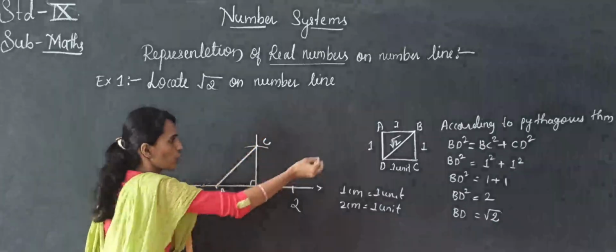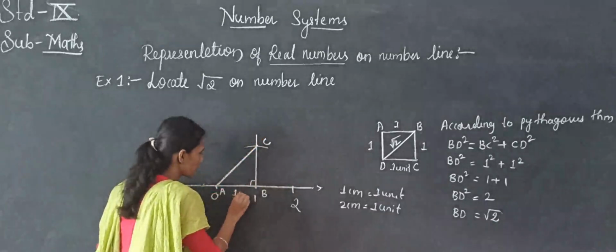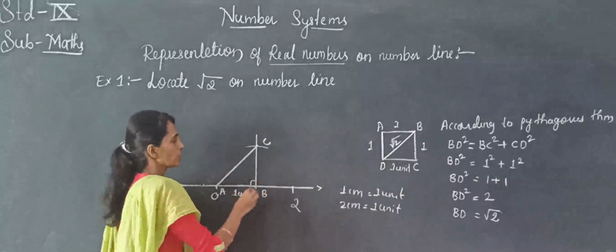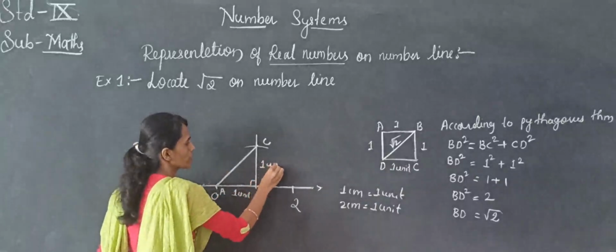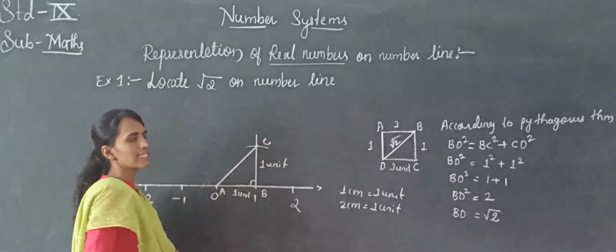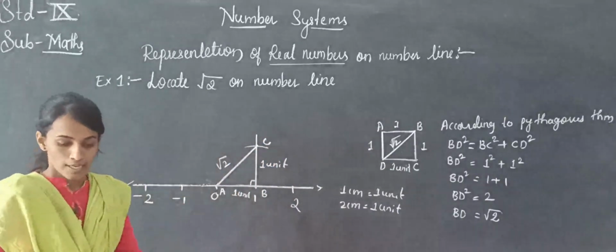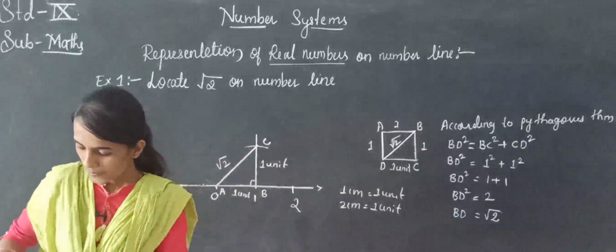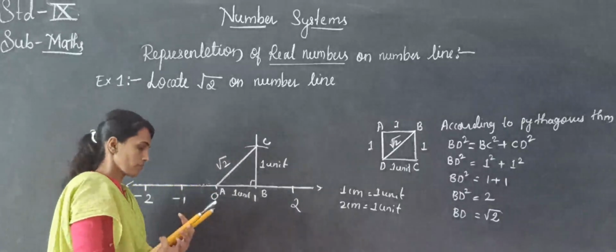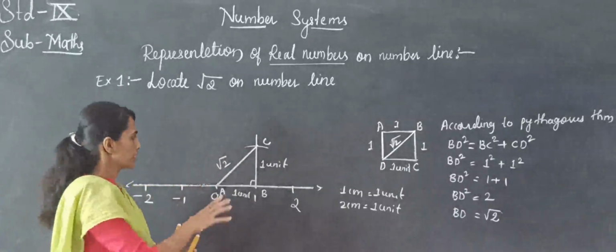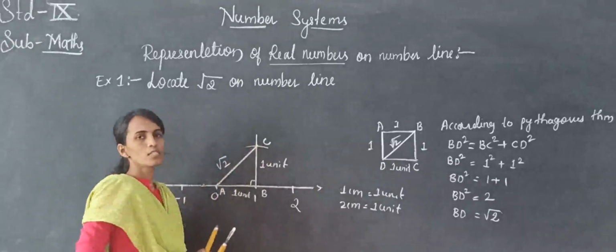See here. According to the Pythagoras theorem, AB is 1 unit. BC is also 1 unit. So what about AC here? AC will become root 2. So in the triangle we got, this length is root 2.